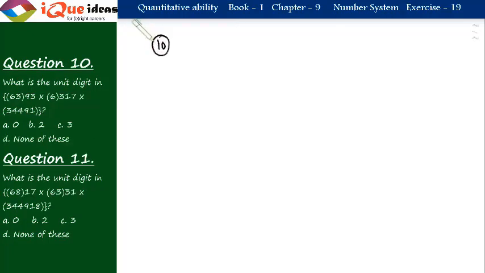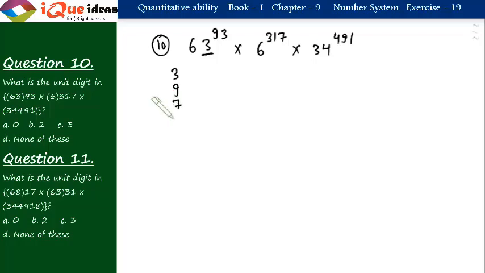Now let's take up the next question, question number 10. It says 63 to the power 93 into 6 to the power 317 into 34 to the power 491. Right? Very simple question. Here it is 3. For 3 again, cyclicity is 4. And the powers, if you check the unit digit of the powers of 3, 3 raised to 1 is 3.